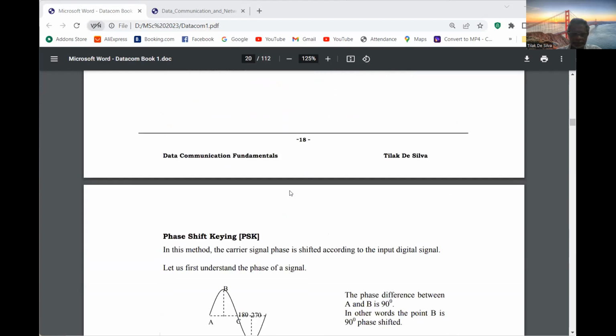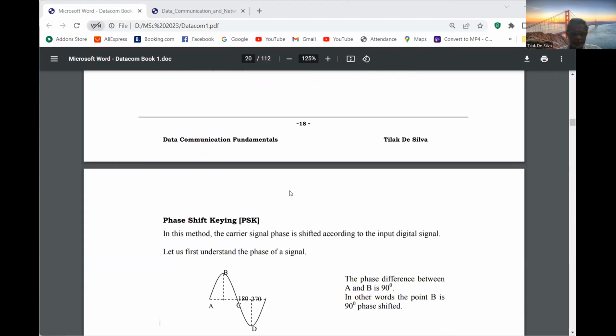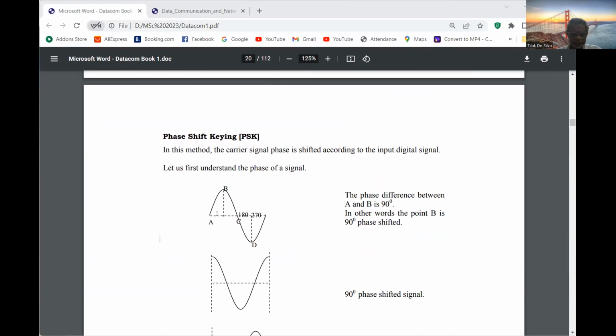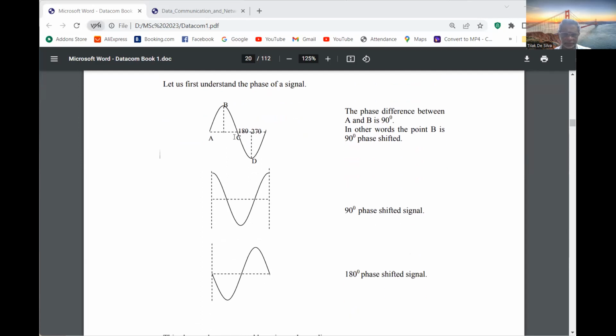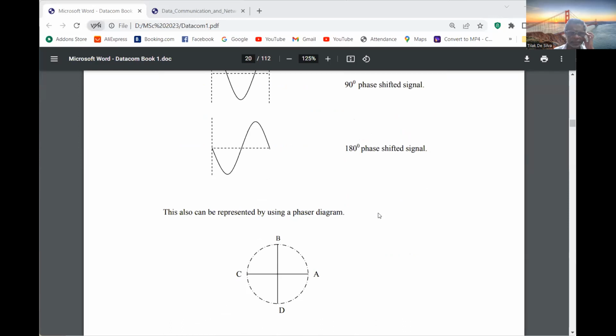Yes, I got it. Okay, phase shift keying means the phase is shifting. I explained about the phase. Now in this signal, this is 360 degrees. Up to here is 90 degrees, 180 degrees, like that. If the phase starts from here, B, it is coming like this, then we call it 90 degrees phase shifted. If it is starting from C, we call it 180 degrees phase shifted like this.